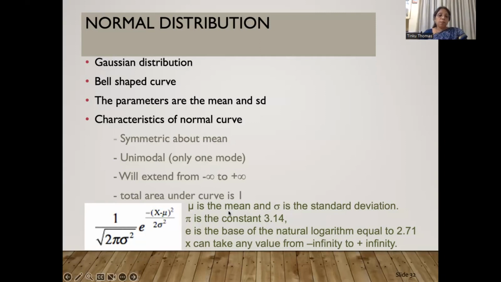Okay. And the properties of that normal curve are: it is symmetric about the mean. It has only one mode, which is, it is unimodal. The values will extend from minus infinity to plus infinity, and the total area under the curve, that is the overall probability, is 1.